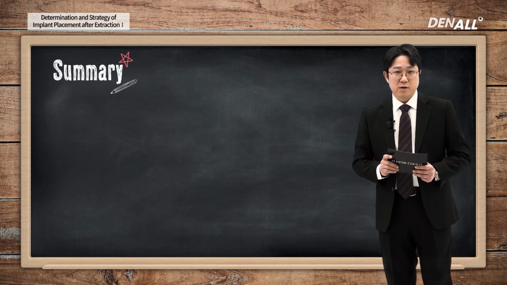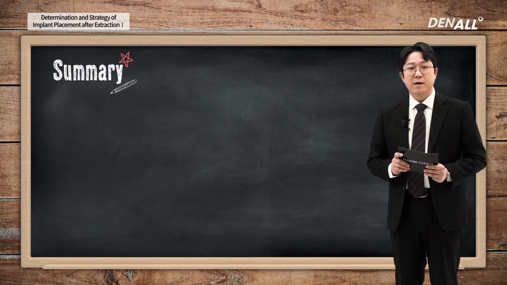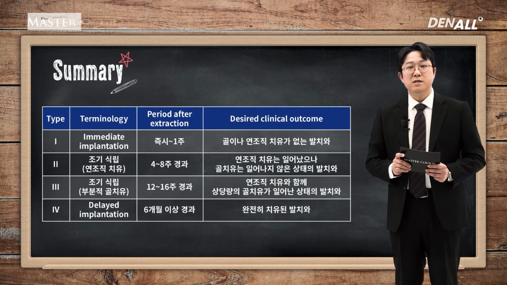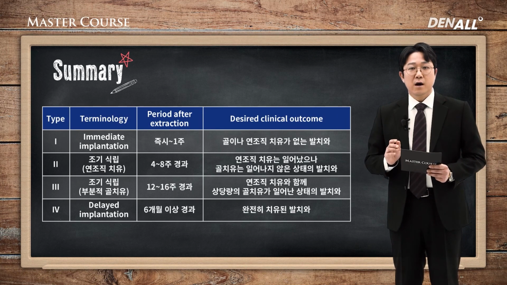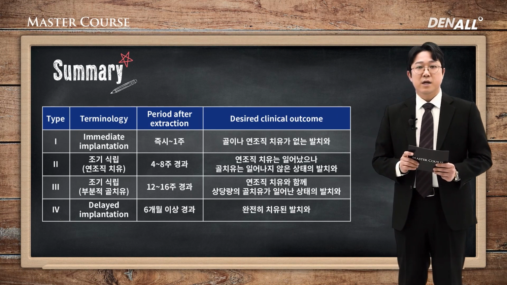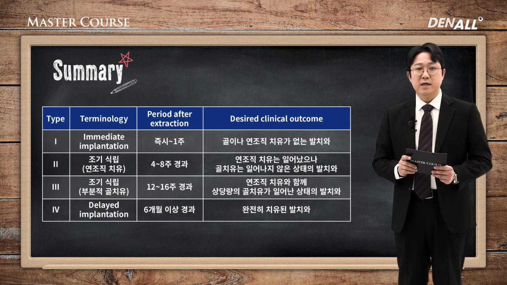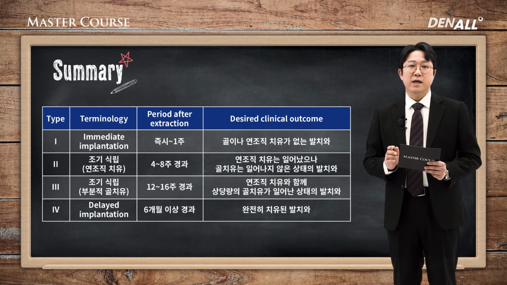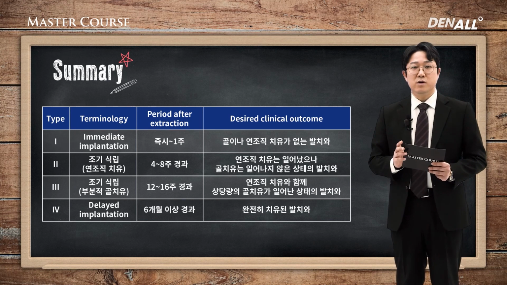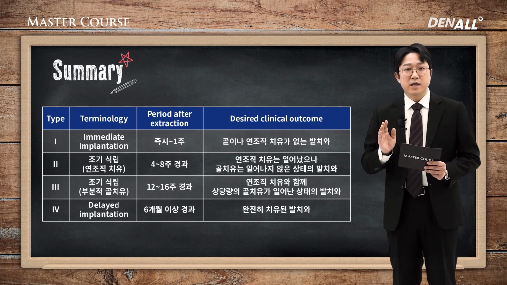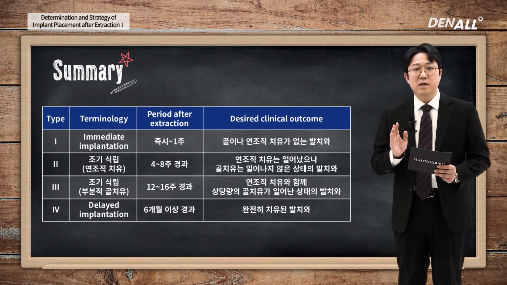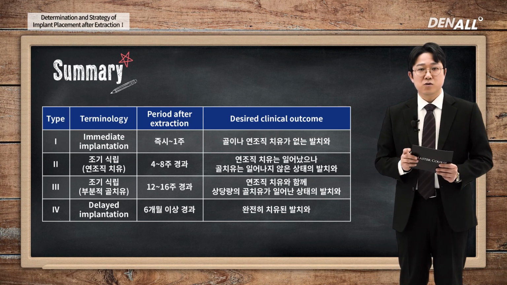So let's summarize. First, I talked about the placement period depending on the extraction socket in 4 categories. Depending on each period, there's a difference in socket healing. How the socket heals, in which period, you need to understand the characteristics, and you need to make a decision on when to place the implant.